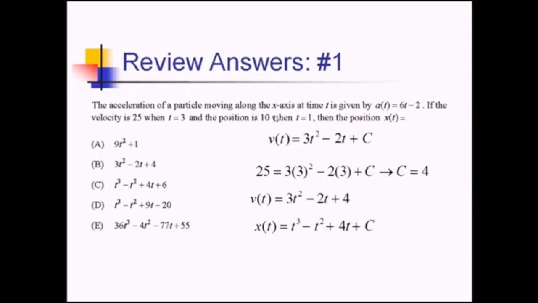And now we'll use this initial position of 10 when time is 1 to figure out the c value. So I can plug 10 in for x of t, and then all the t values on the right side are going to be 1s. So we have 1 cubed minus 1 squared, which is just going to be 0, plus 4 times 1. So when the dust settles, we just have 4 plus c on the right side. Subtracting 4, I get a c value of 6. And plugging that back in, I now have t cubed minus t squared plus 4t plus 6, which gives me answer choice C.